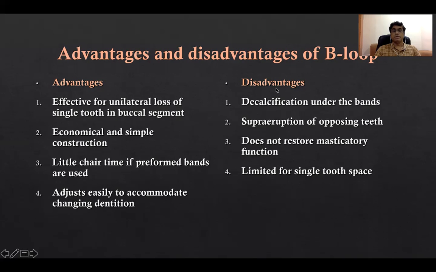However, the disadvantages are decalcification under the bands as with any fixed space maintainer, supra-eruption of the opposing tooth or teeth, because a loop will be there without any pontic or tooth in that position, and it does not restore masticatory function because of the loop. Limited for single tooth space. Most of the times, band and loop is applied only for single tooth space loss, but occasionally two teeth space loss also it will be used, but with a lot of disadvantages rather than advantages.